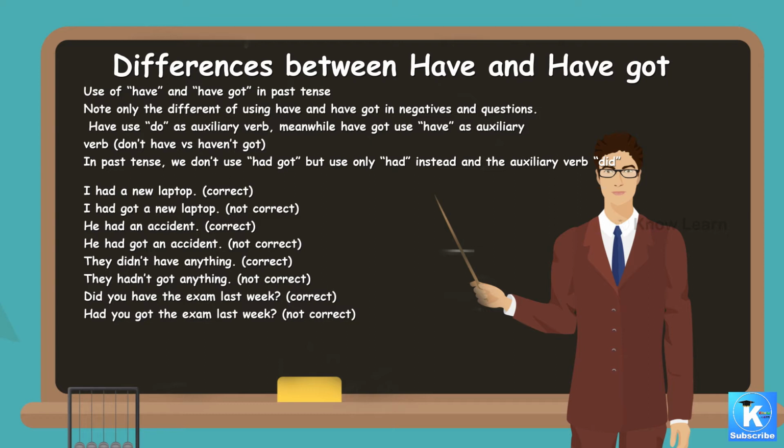I had a new laptop. Correct. I had got a new laptop. Not correct. He had an accident. Correct. He had got an accident. Not correct. They didn't have anything. Correct. They hadn't got anything. Not correct. Did you have the exam last week? Correct. Had you got the exam last week? Not correct.